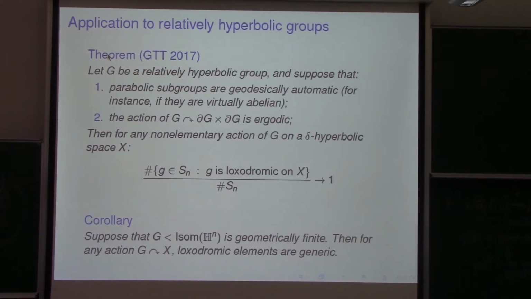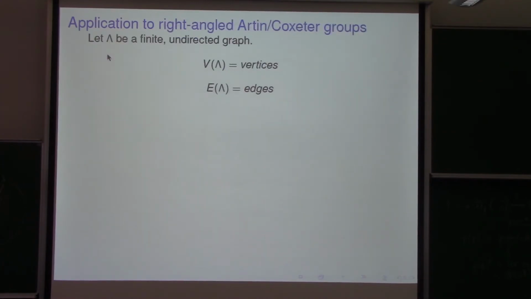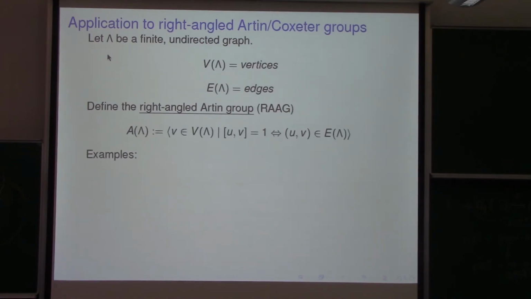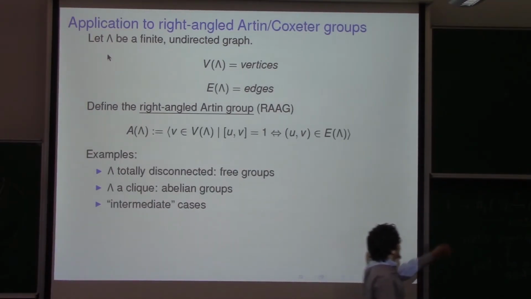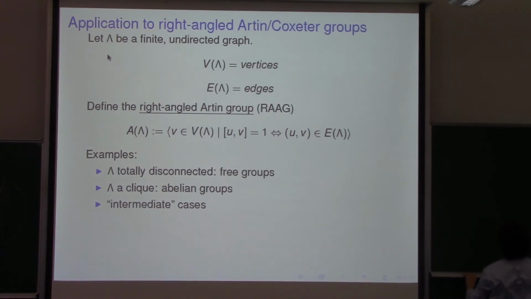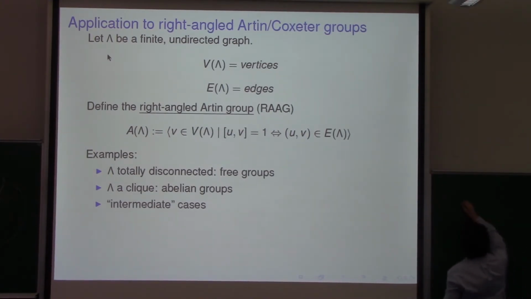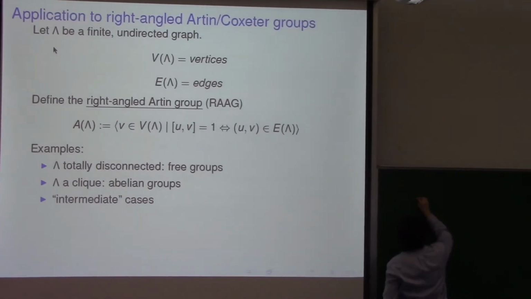Okay, and the other case, which I kind of wanted, which is somehow even nicer in a way, is for right-angle Artin groups, or Coxeter groups. So in general, let me remind you of the definition: you have just a finite graph Lambda, and you impose a relation.